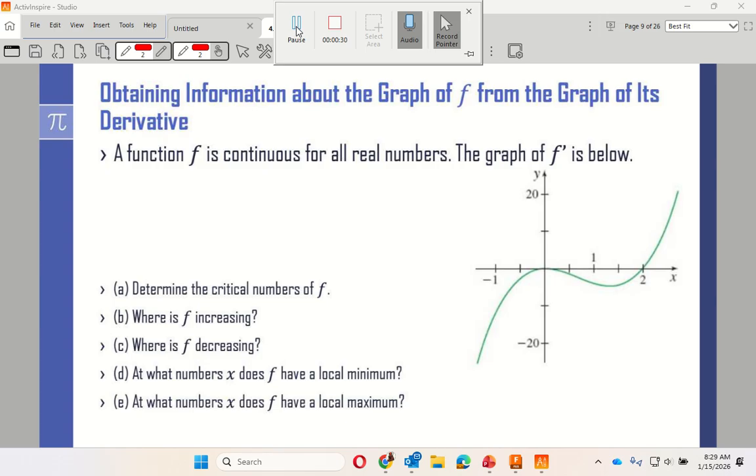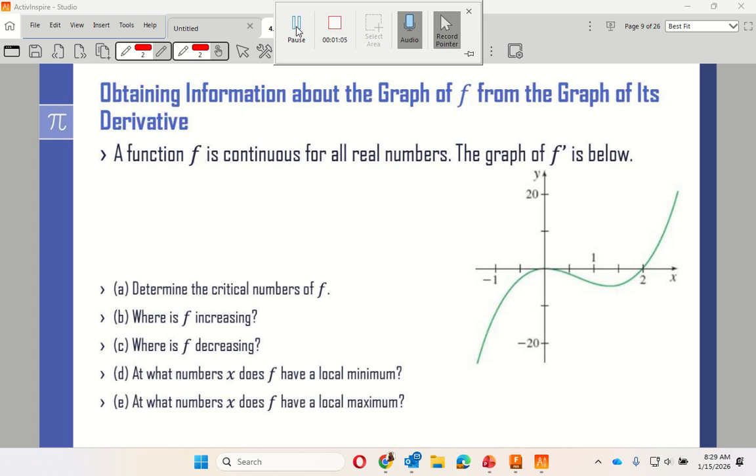All right, so obtaining information about the graph of f from the graph of its derivative. Now, this right here is probably the most complicated because everyone sees something and they don't understand what it means. Every year I go through this, we have trouble because you can't visualize it yourself. Looking at a graph, this is a graph not of the function, but of the derivative.